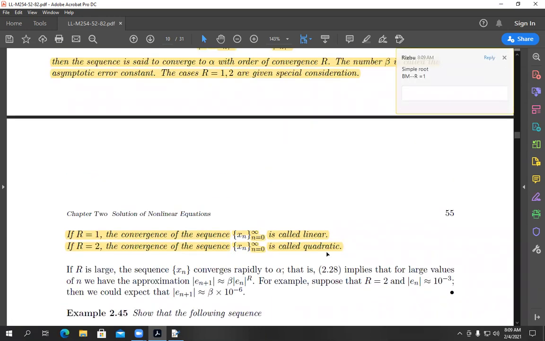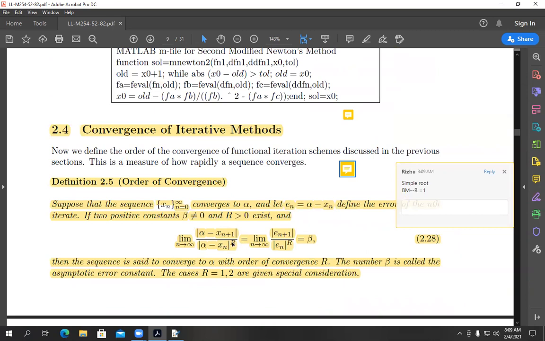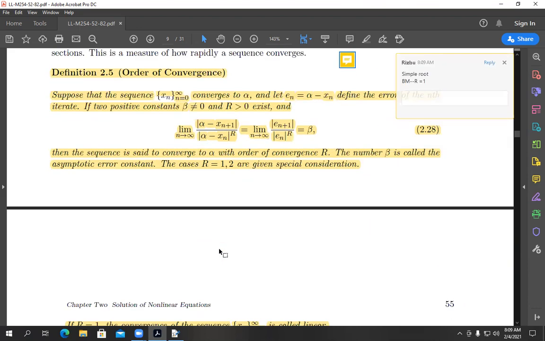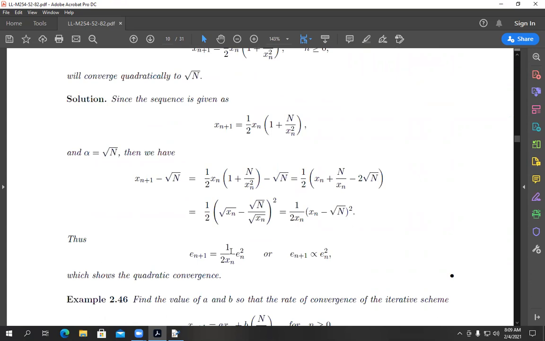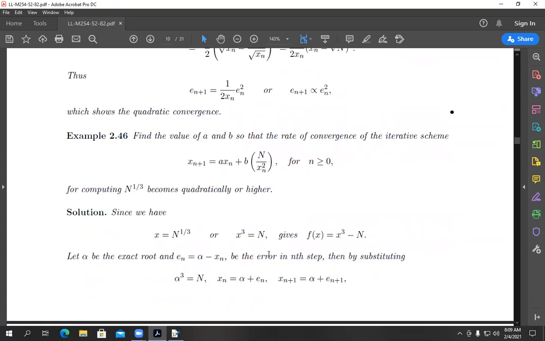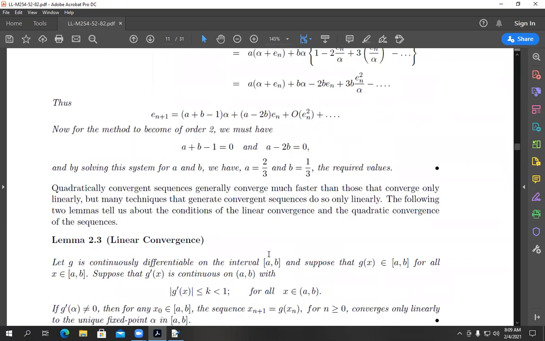But as I told you, using this definition is difficult, because we have to convert into this quotient form. Then we take the power in the denominator, and the power in the denominator will show you the value of R which we are interested in. That is called the order of convergence. I gave this example, but it is difficult to use here now.